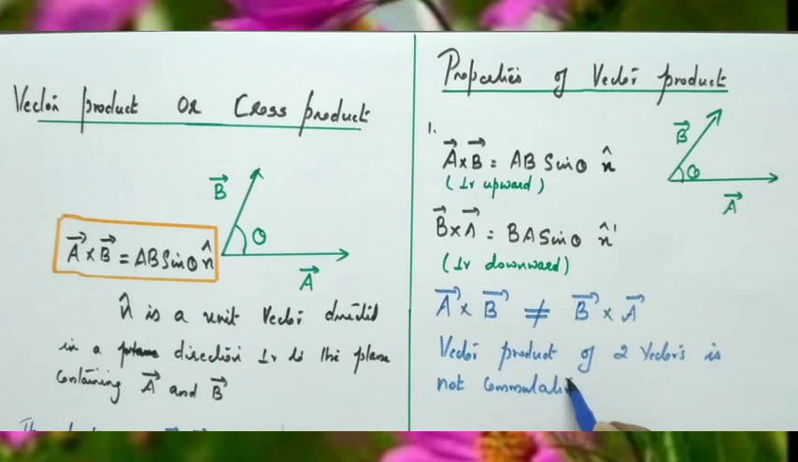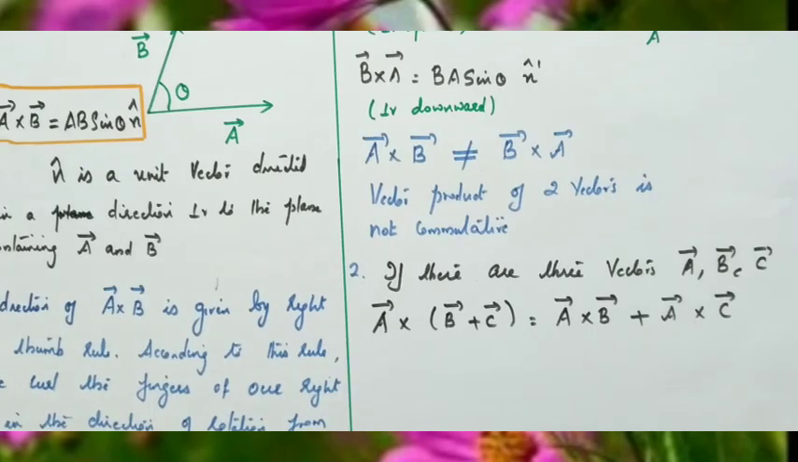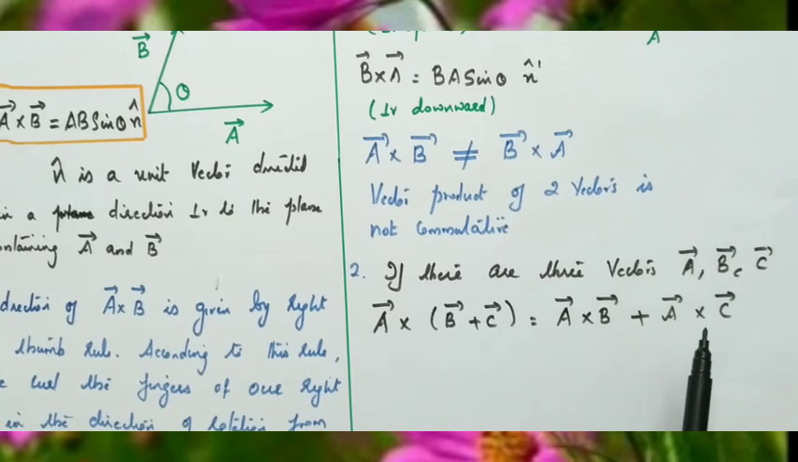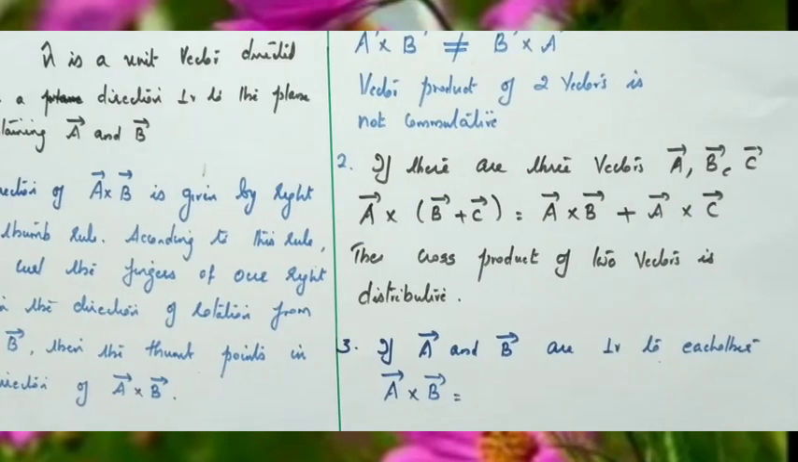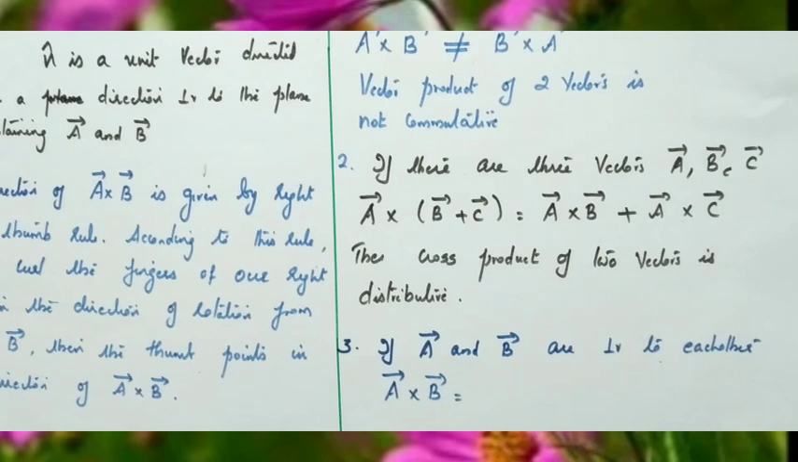Now second property: if there are three vectors, vector A, vector B and vector C, we can write vector A cross (B plus C) as A cross B plus A cross C. What is this property called? This is called the distributive property. That means the vector product satisfies the distributive property. If two vectors, vector A and vector B, are perpendicular to each other, what is the angle between them? Theta is 90 degrees. Now we can write vector A cross B is equal to AB sin 90 into n cap. Sin 90 is 1, therefore it can be written as AB n cap.